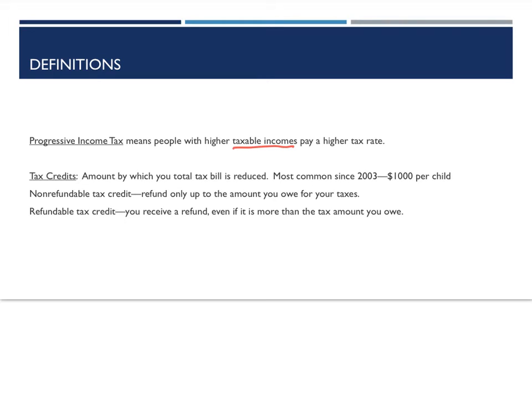A tax credit comes straight off of your tax bill. A tax credit means you figured out how much income tax you owe, and then you get to subtract a certain amount off for that. There's two kinds of tax credit. One is called a non-refundable tax credit, which means you're not going to get any money sent back to you from the government. The refund is only up to the amount you owe for your taxes. The refundable tax credit means you get that as a refund no matter how much you've already paid in and how much you owe.